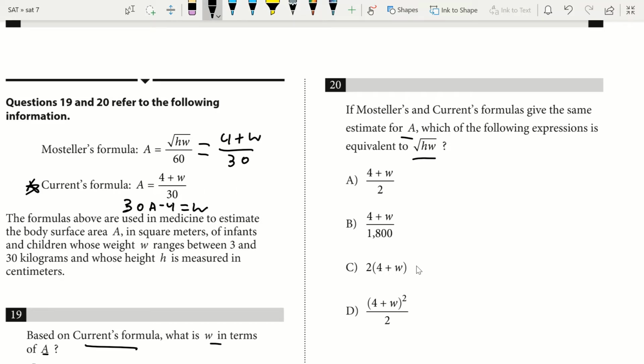So now I'm going to go ahead and solve for HW. So I'm going to multiply each side then by 60, right, to isolate HW because I'm asked for what expression is equivalent to HW. Now I see that 30 and 60, right? If I was to multiply 30 by 2, I get 60, so I can put a 2 there and just call 30 a 1. So now I've got 4 plus W over 1, that's just 4 plus W, and it's that quantity then times 2. So I'll have 2 times 4 plus W, which would be answer choice C.